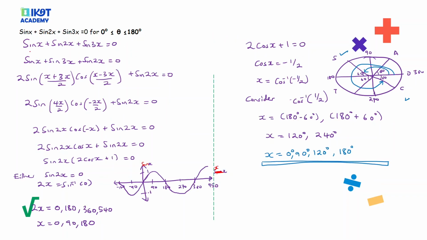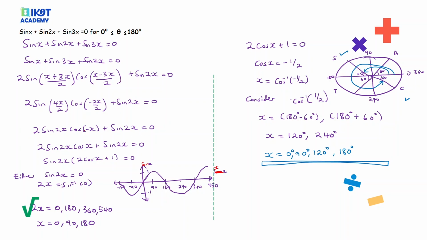You see, if you rearrange this, you have sine x plus sine 2x plus sine 3x is this. So you rearrange and say sine x plus sine 3x plus sine 2x is equal to 0. Then you apply the factor formula on this. So you end up coming up with sine 2x cos this plus sine 2x is 0.